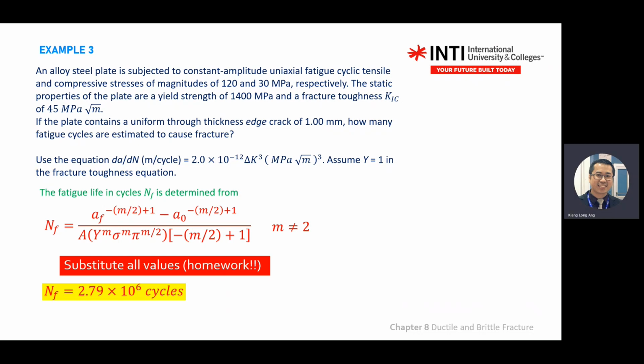If this equation comes out, I will let you know beforehand. You memorize this one. If the test comes out, I will let you know. If I tell you that you need to calculate the number of cycles to failure, then you need to memorize this one. This equation won't be given in the test if this kind of fatigue question comes out.